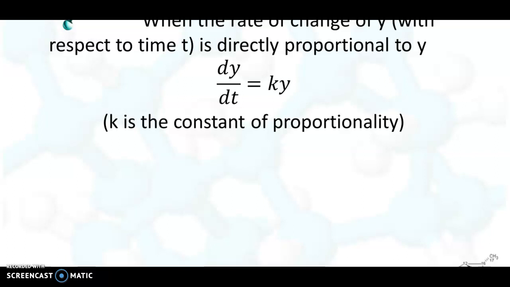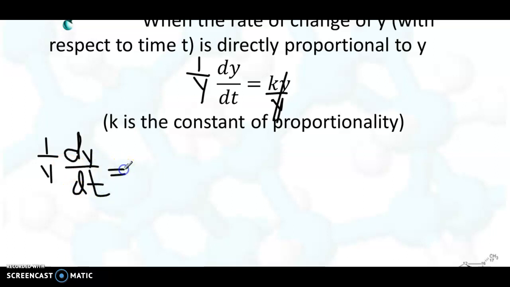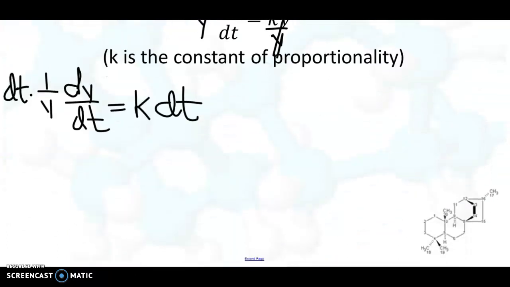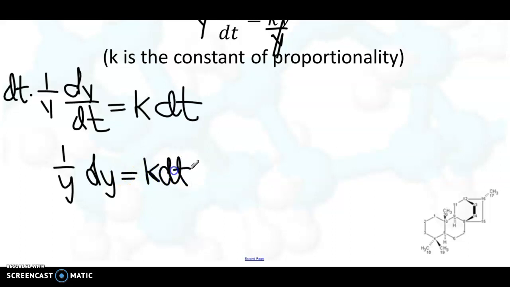So to do that, I'm going to divide by y from both sides, and then after I divide both sides by y, I'm going to multiply both sides by dt. So we have 1 over y dy is equal to k dt.